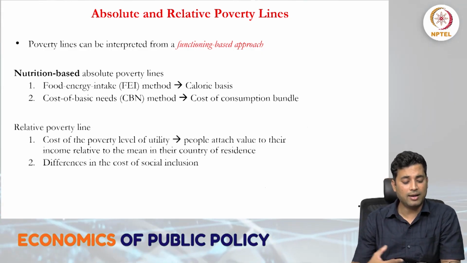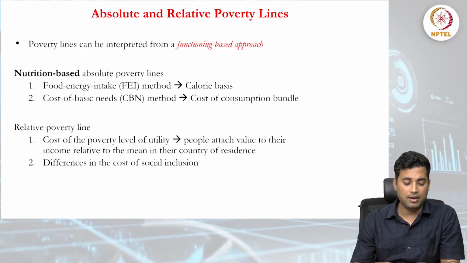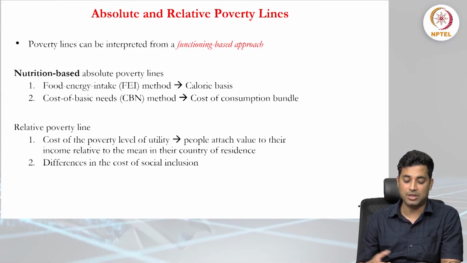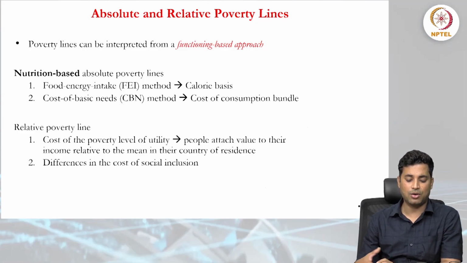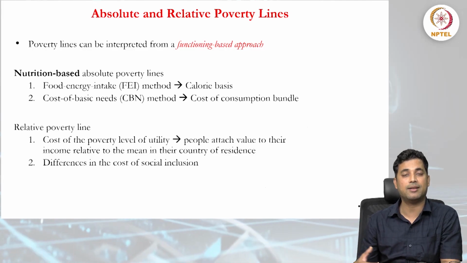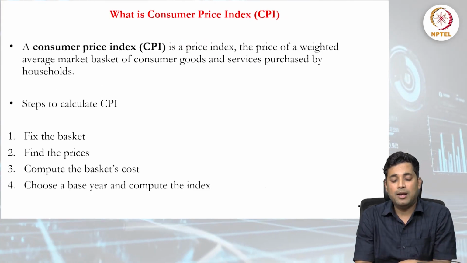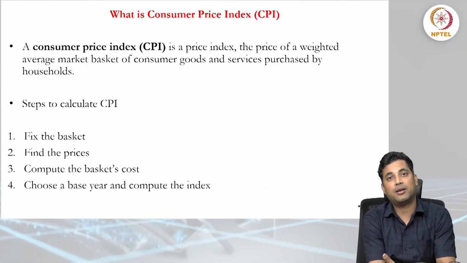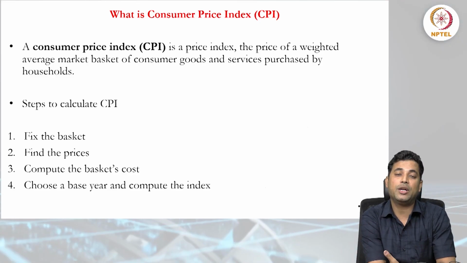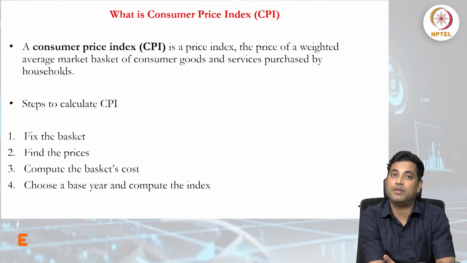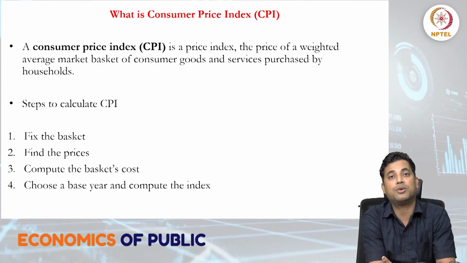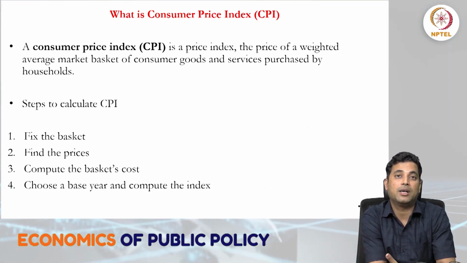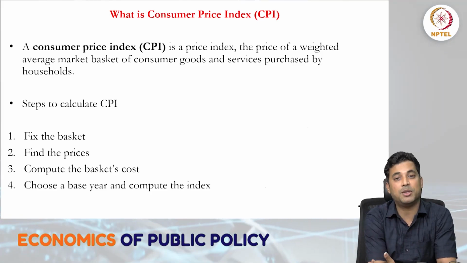On the other hand, for the relative poverty line, the cost of the poverty line depends on the poverty level of the utility, and differences in the cost of social inclusion are also there. Now let's move to one more important economic indicator, which is used not only to calculate the cost of living, but also helps to calculate inflation, and that is the consumer price index.